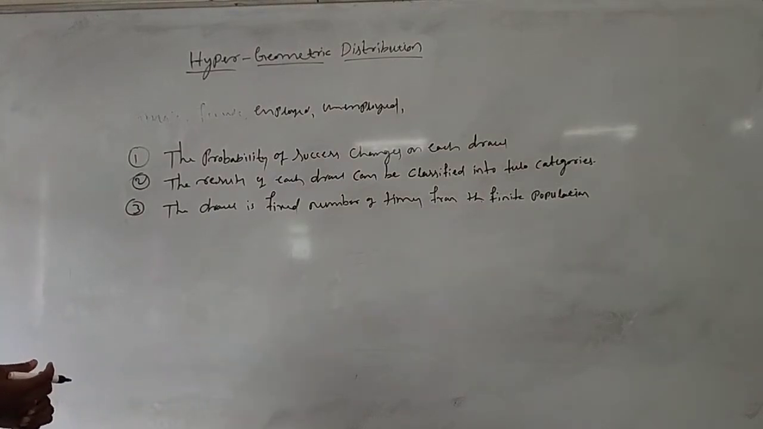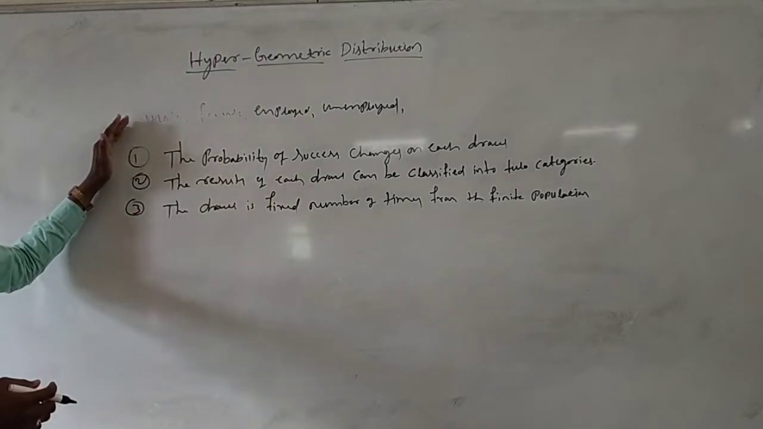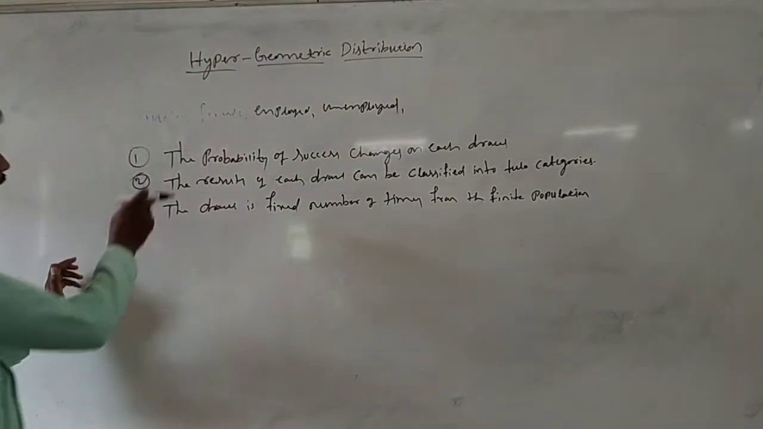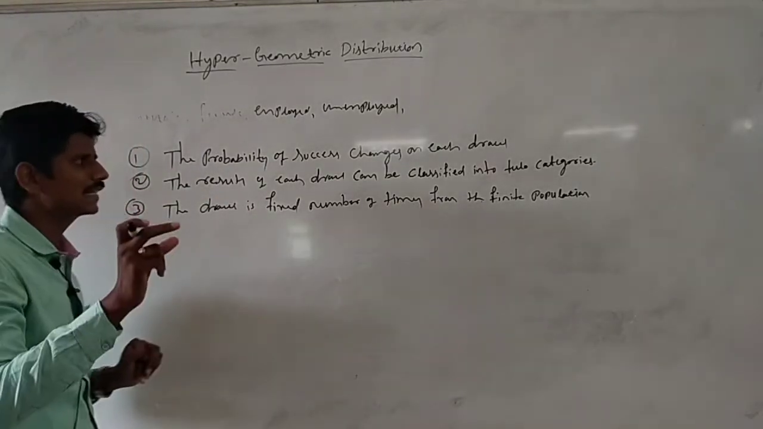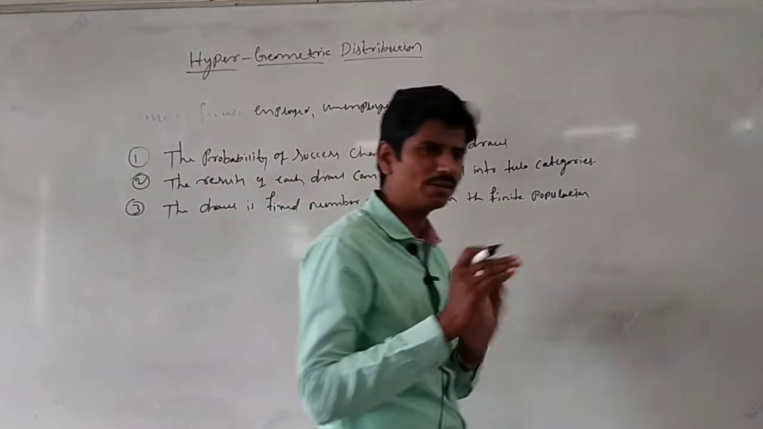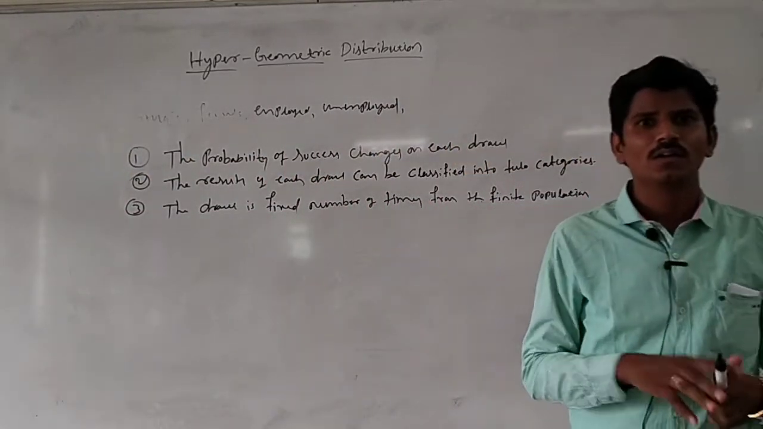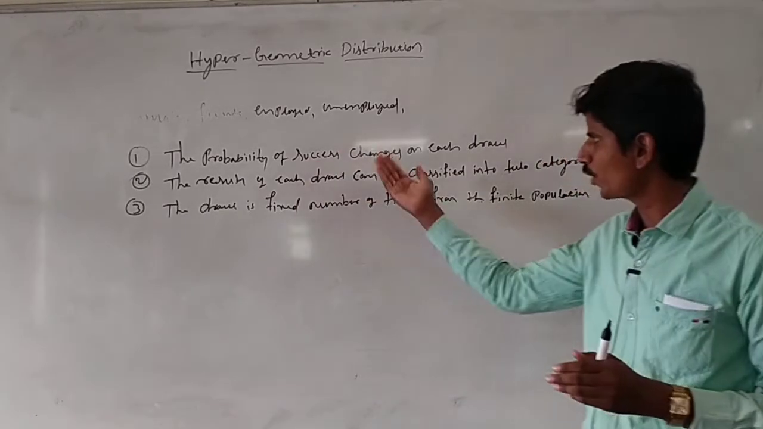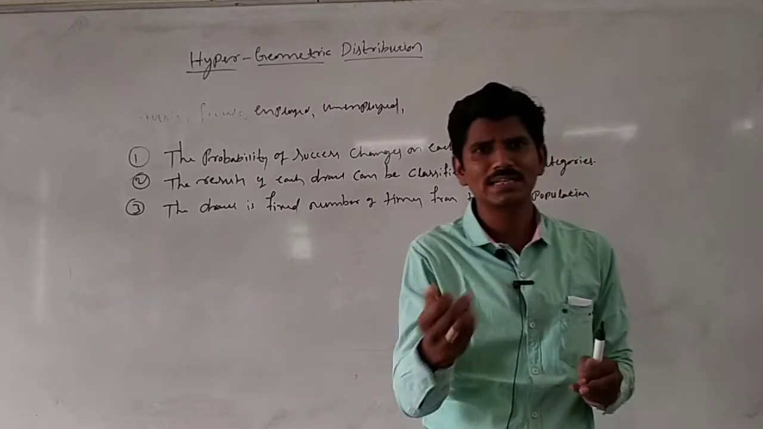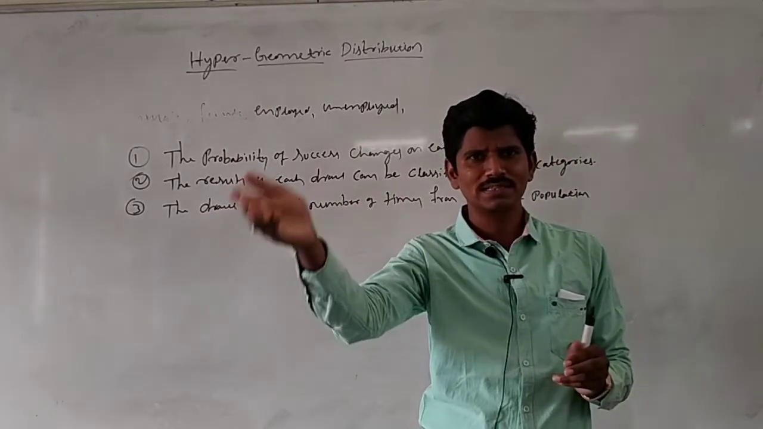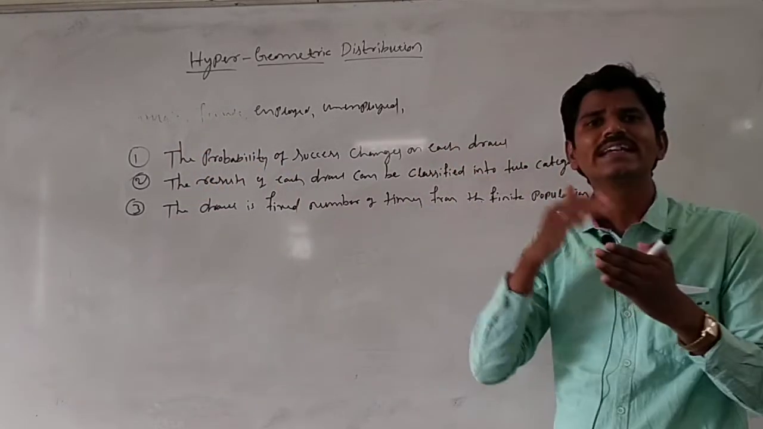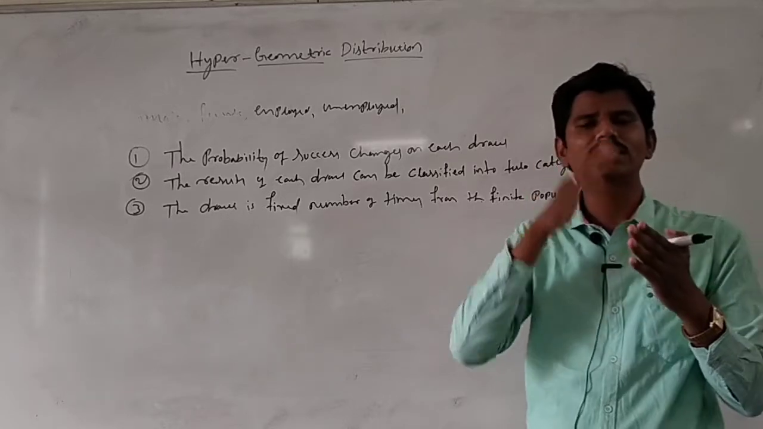This is a 2 marks question: what are the conditions involved in the hypergeometric distribution? The first condition is that the probability of success changes on each draw. For example, tossing a coin once, it may be head or tail, success or failure. The probability of success changes on each draw. The first time may be success, the second time failure, the fourth time success, the fifth time also success. It keeps changing; it is not fixed.